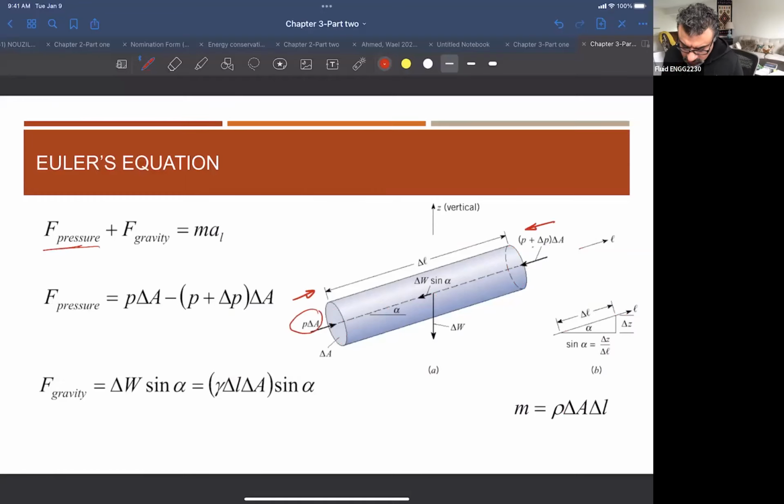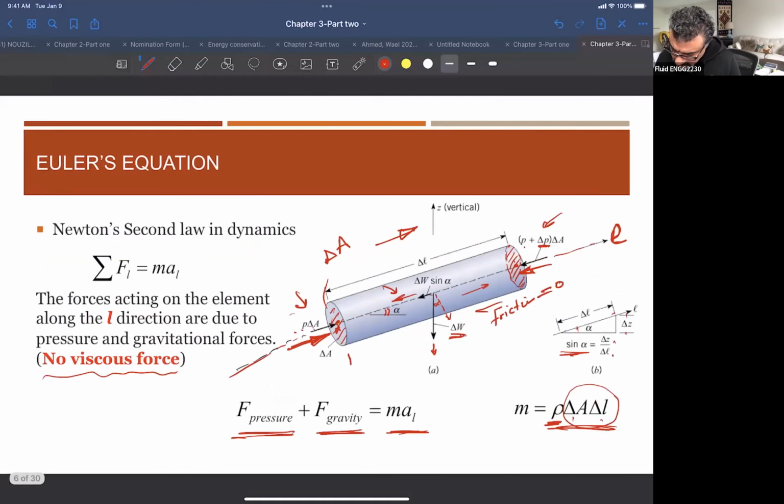So I can find out first the pressure forces. The pressure force is B delta A. So this is a positive direction. So this is positive. This is minus B plus delta B delta A, right? So this will be the pressure force. It looks like this term here will be canceled by this term here, right? The gravitational force, if you remember, is the component of the weight, delta W sine alpha.